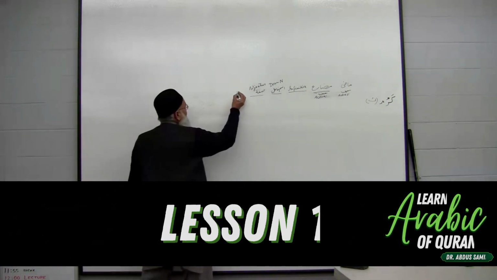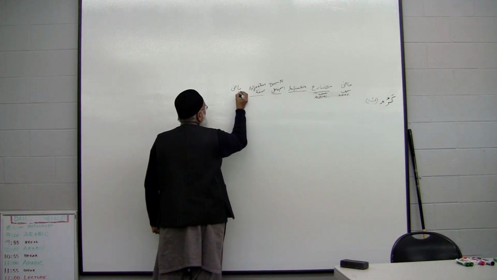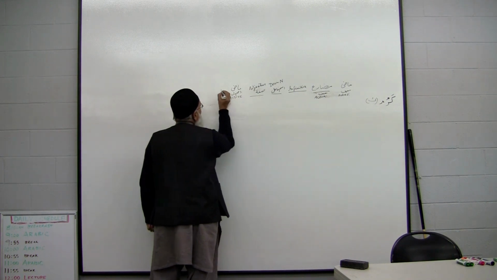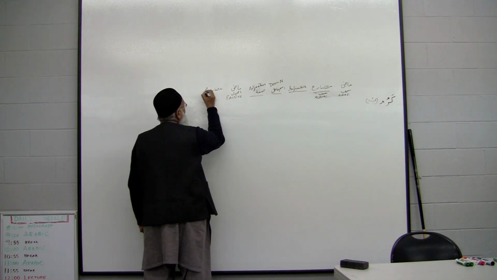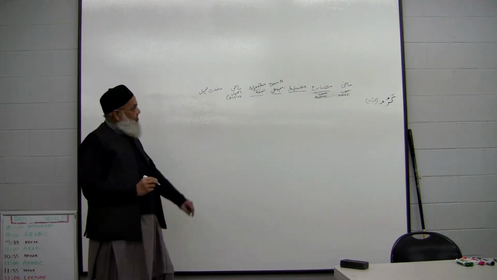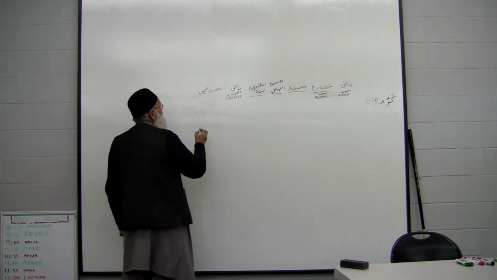Then you will have Madi Majhul. Madi Majhul means passive. Passive verb. Then Madare Majhul. Those are all going to be columns, right? Yeah, they could come vertical.